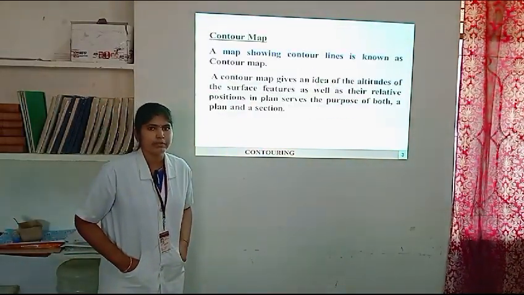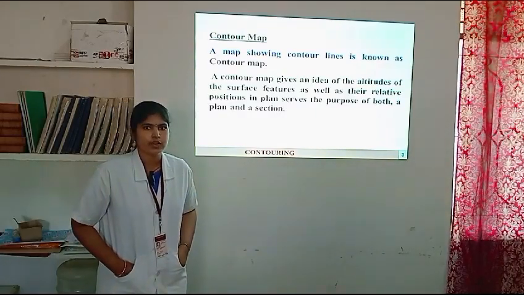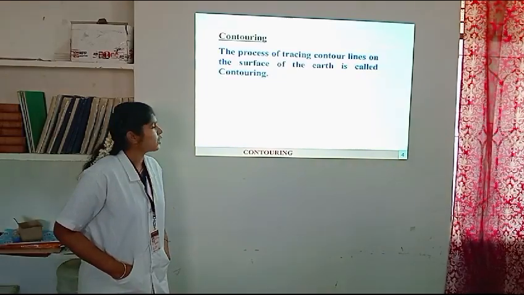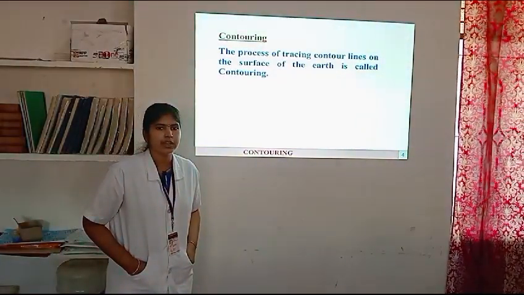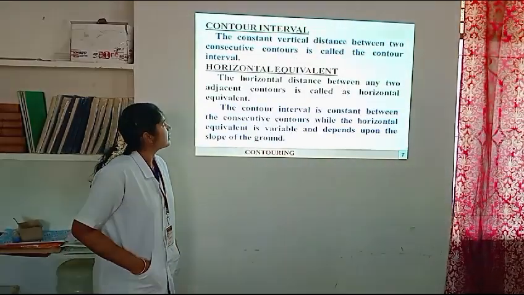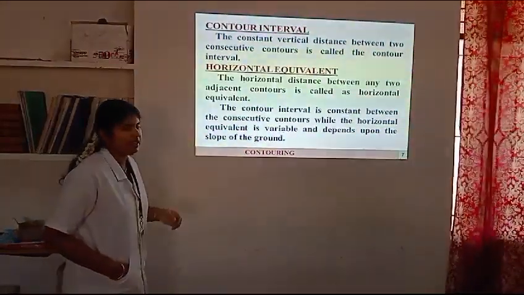What is contour map? The map showing contour lines is known as contour map. What is contouring? The process of tracing contour lines on the surface of earth is known as contouring.